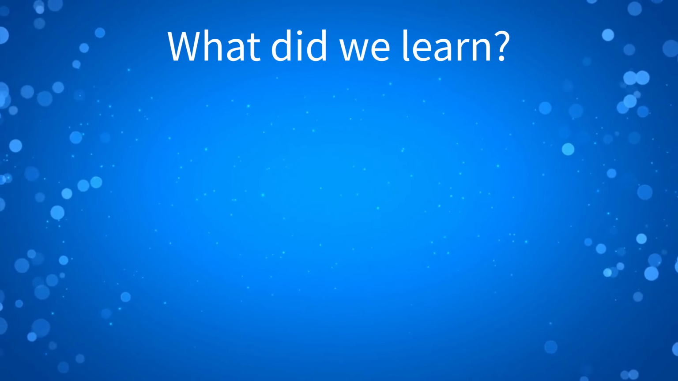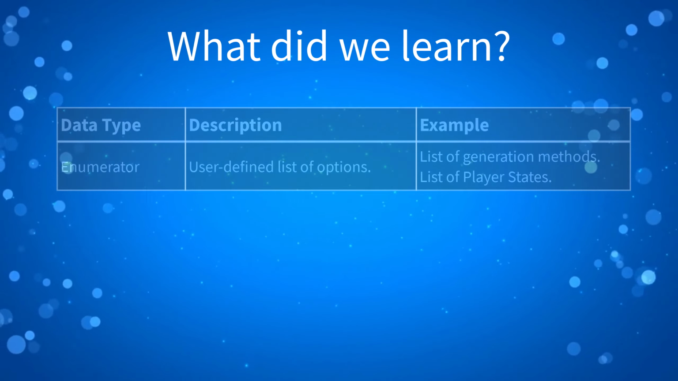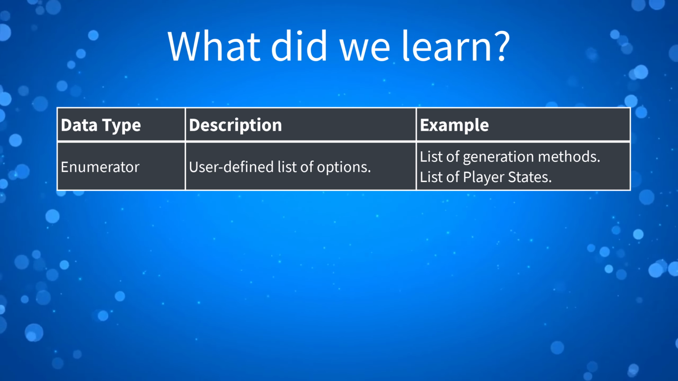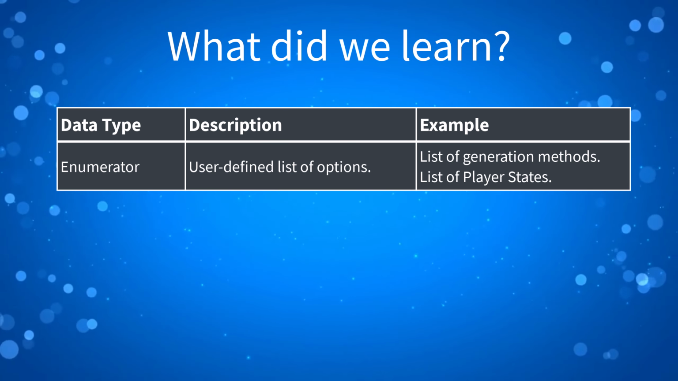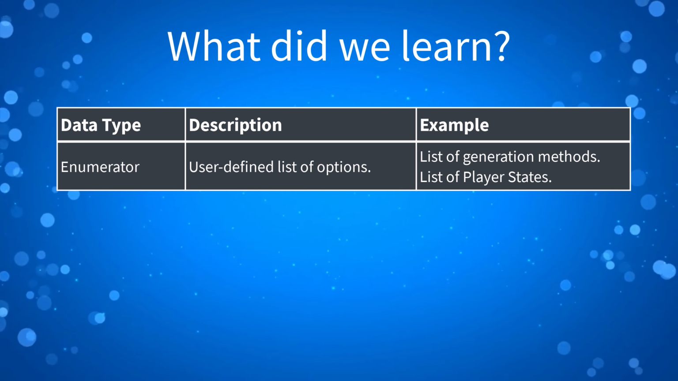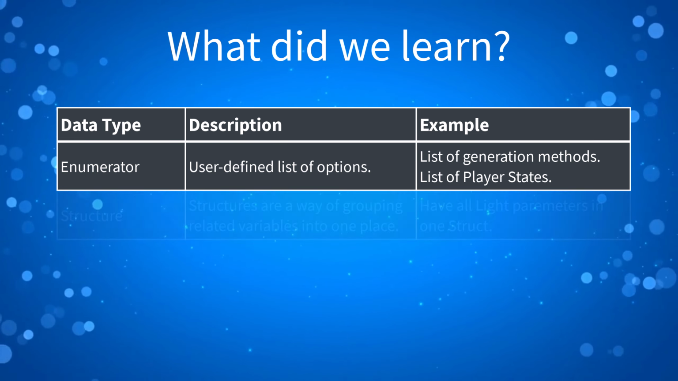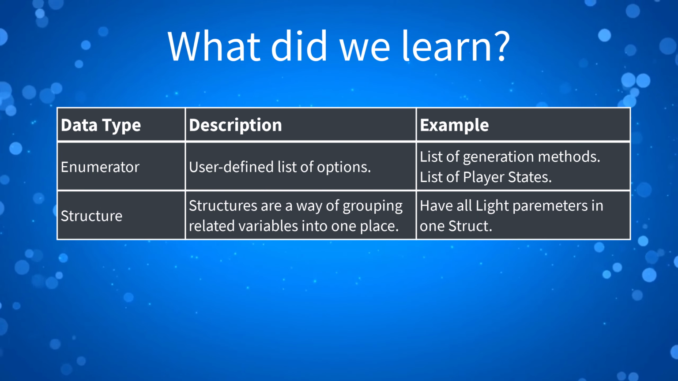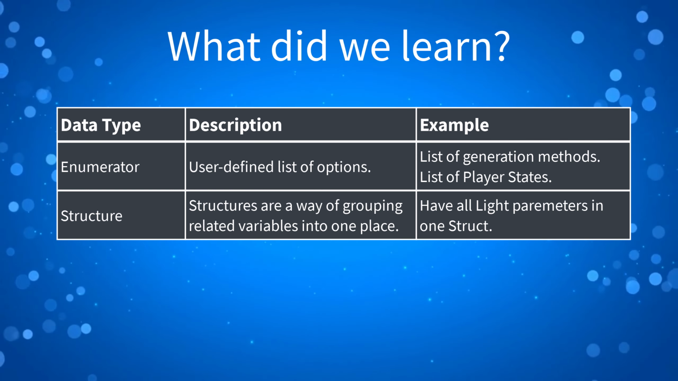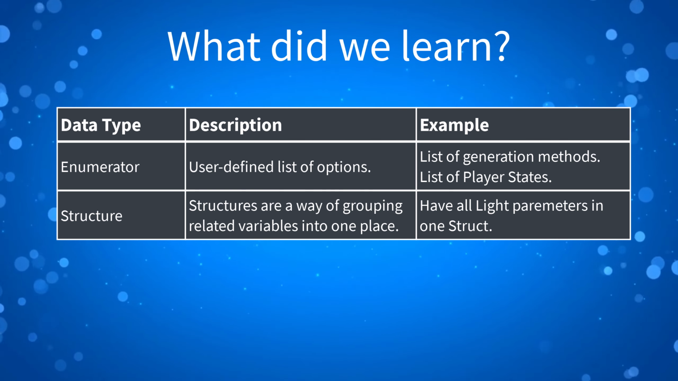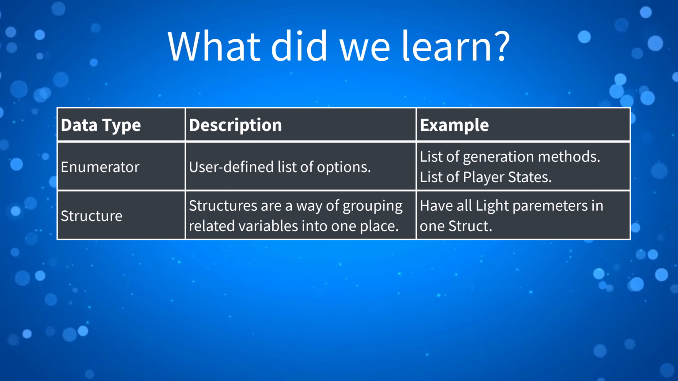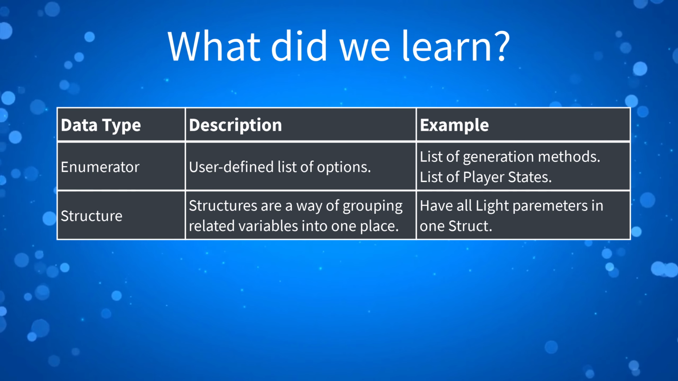Let's do a quick recap. We learned about the enumerator and how it is a user-defined list of options we can create as an asset in Unreal Engine. We saw how it displays as a drop-down menu inside the editor and how we can use it with the switch statement to customize our blueprint classes. We also learned about structures and how they can contain a group of different variable types. We saw how we can embed structures within structures to create a more complex grouping of variables. Structures can help us keep our code organized and allow for a more intuitive grouping of parameters.